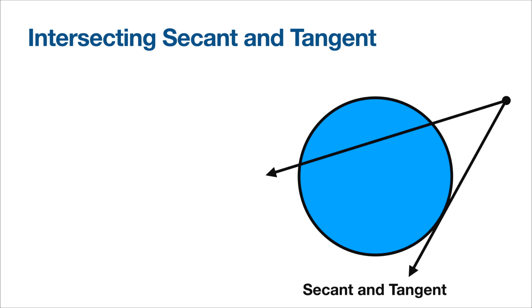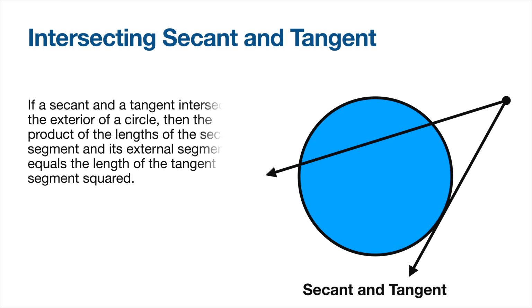Now let's try this one, intersecting secant and tangent. So if a secant and tangent intersect in the exterior of a circle, then the product of the lengths of the secant segment and its external segment is equal to the tangent segment squared. Let's talk about why that is. So I'm going to say A, B, and C. So the secant part is exactly what we just saw. A times A plus B.